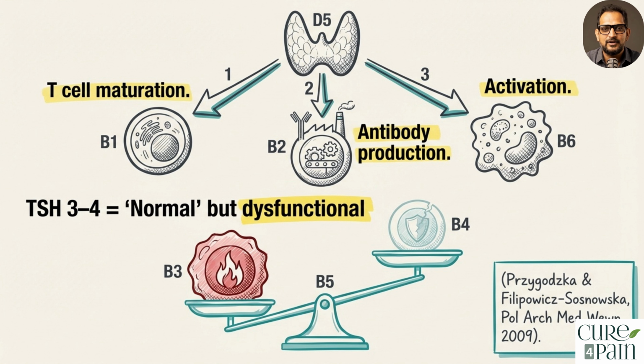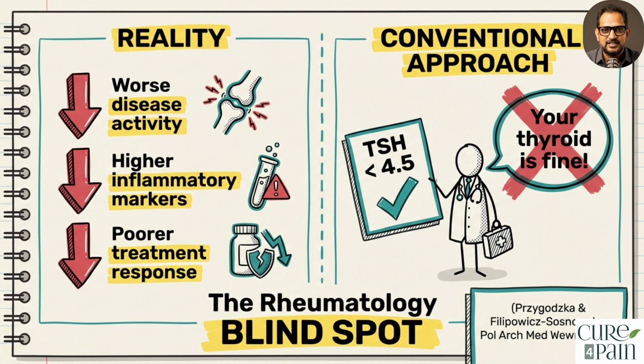Thyroid hormone regulates immune function. It influences T cell maturation, B cell antibody production, and macrophage activation. Subclinical hypothyroidism, even with normal TSH of 3 to 4, creates immune dysfunction. Your Treg cells don't develop properly. Your Th17 cells become overactive. Studies show that RA patients with thyroid dysfunction have worse disease activity, higher inflammatory markers, and poorer response to treatment.